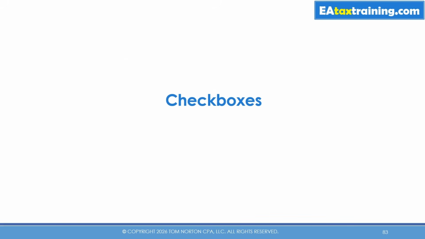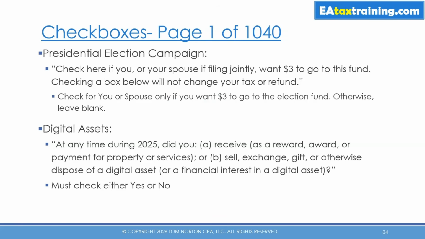And now let's move on to our final topic in this video, and that is the checkboxes at the top of the tax return. There are a few of them. There's one more this year than there was last year. So the first one is the presidential election campaign. So this says, check here if you or your spouse, if filing jointly, want $3 to go to this fund. Checking a box below will not change your tax or your refund.